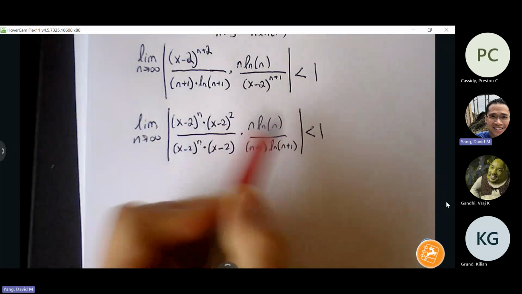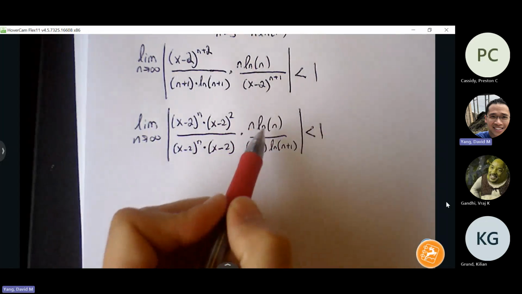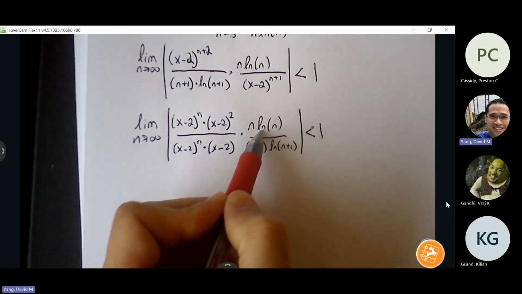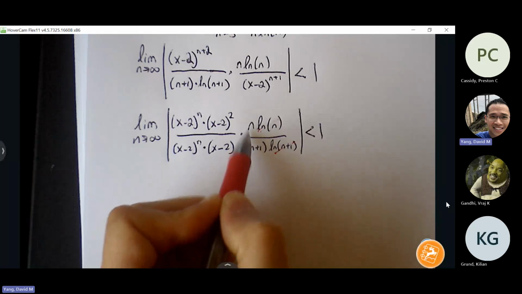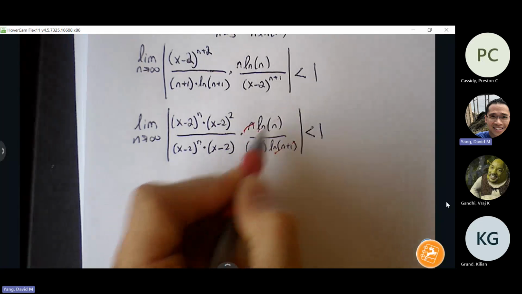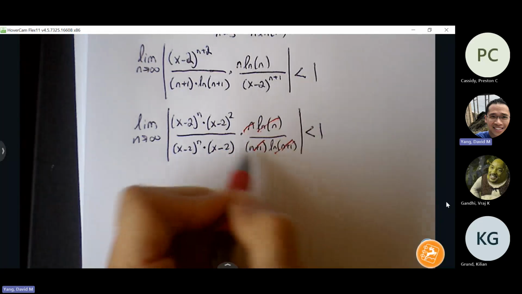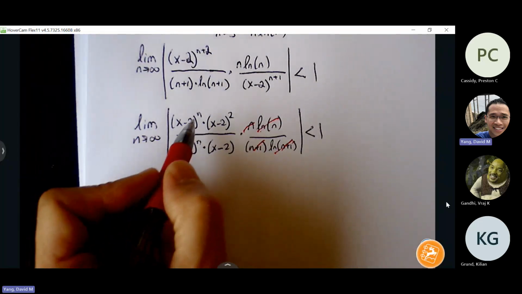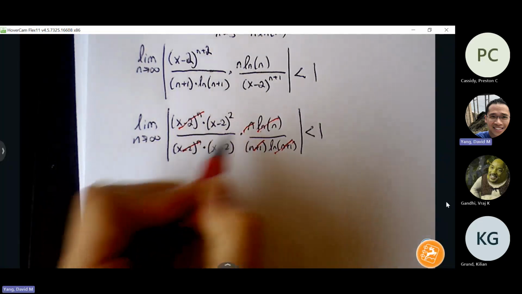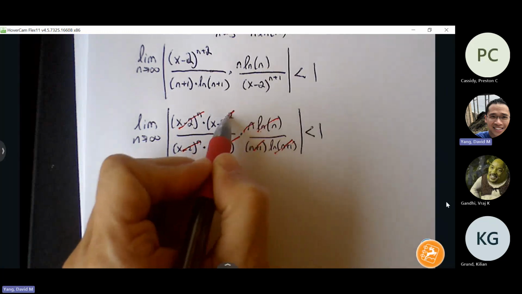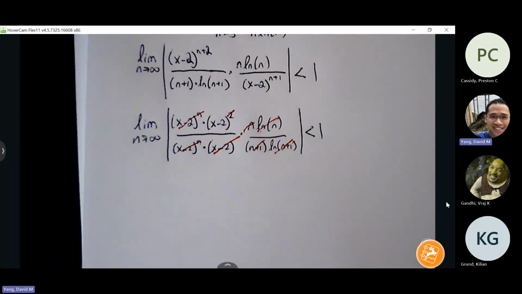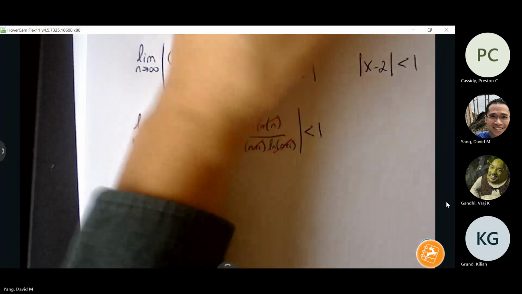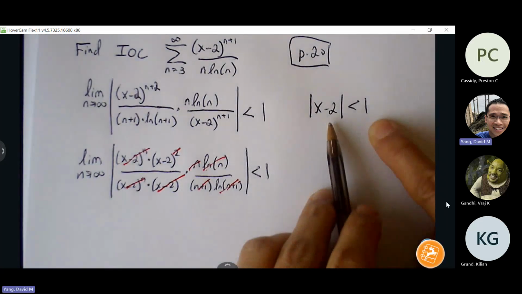All right, so let's see what happens with the n's. The nice thing is that I think all the n's go away, because ln n and ln of n plus 1, that's the same degree, and n and n plus 1, that's the same degree as well. So everything matches up nicely. The coefficient is just 1, so this just goes away. Let's look at the x's here. I can cancel out one of the x minus 2's. So I'm just left with absolute value of x minus 2 is less than 1. So the center is 2 and my radius is 1.